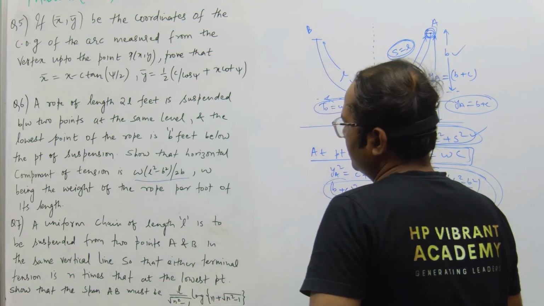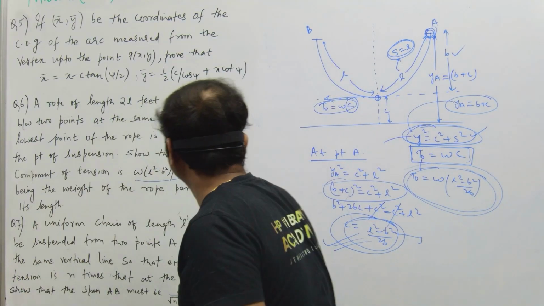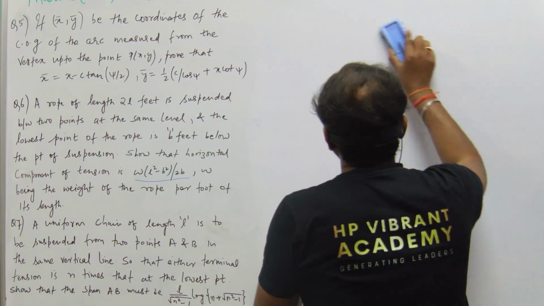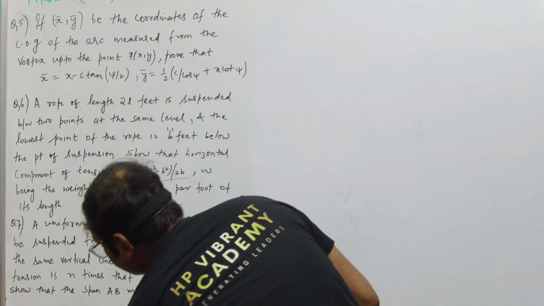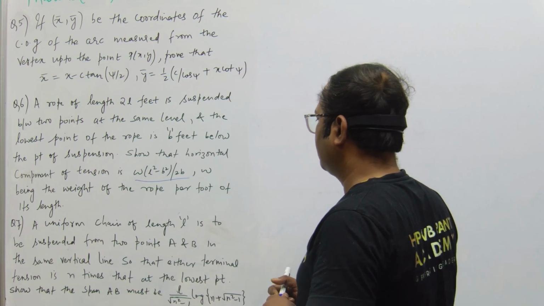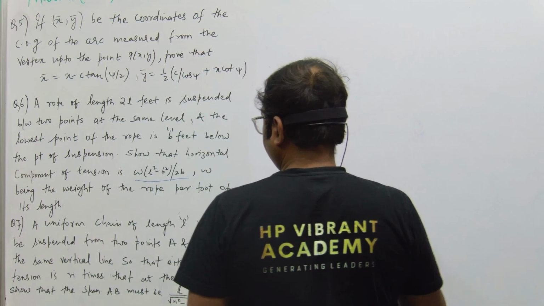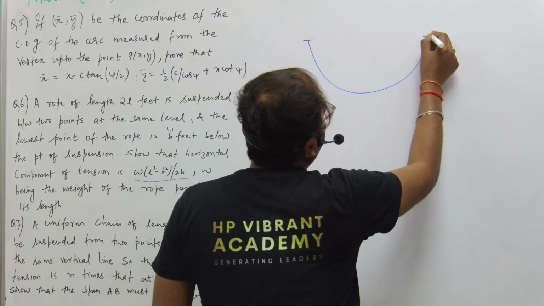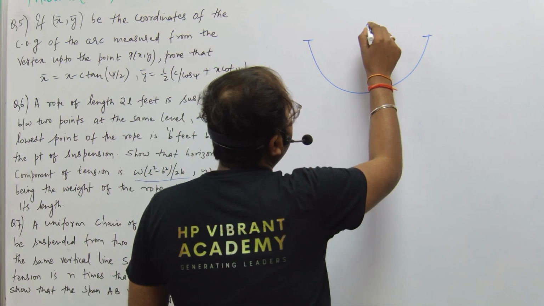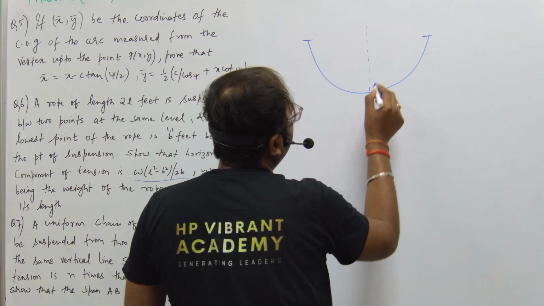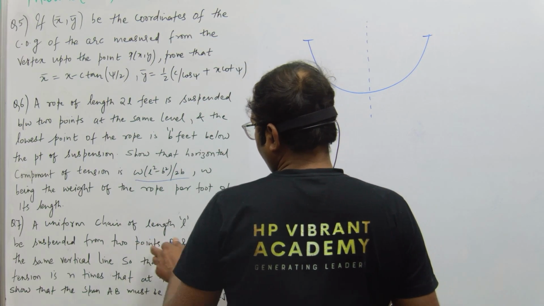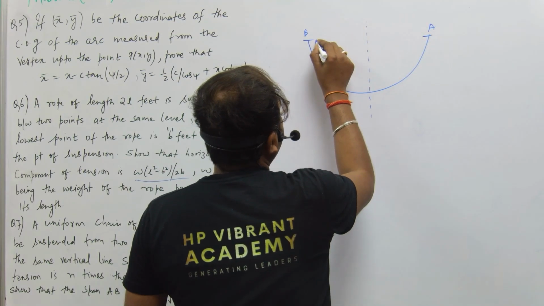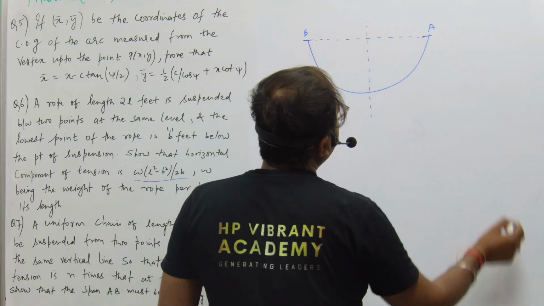Okay. Now let us discuss question number 7. A uniform chain of length L is suspended from 2 points A and B. Okay, so these are the 2 points. So this is point A and this is point B, and these are in the same vertical line.